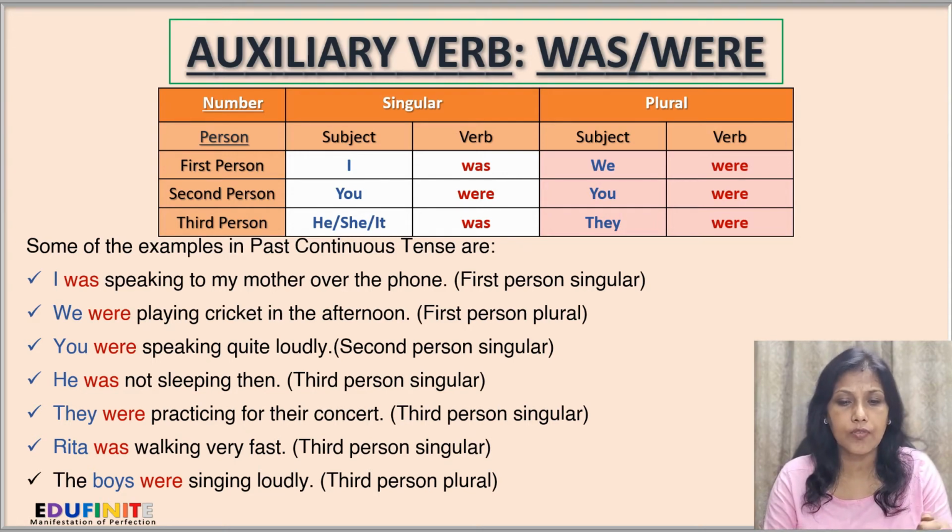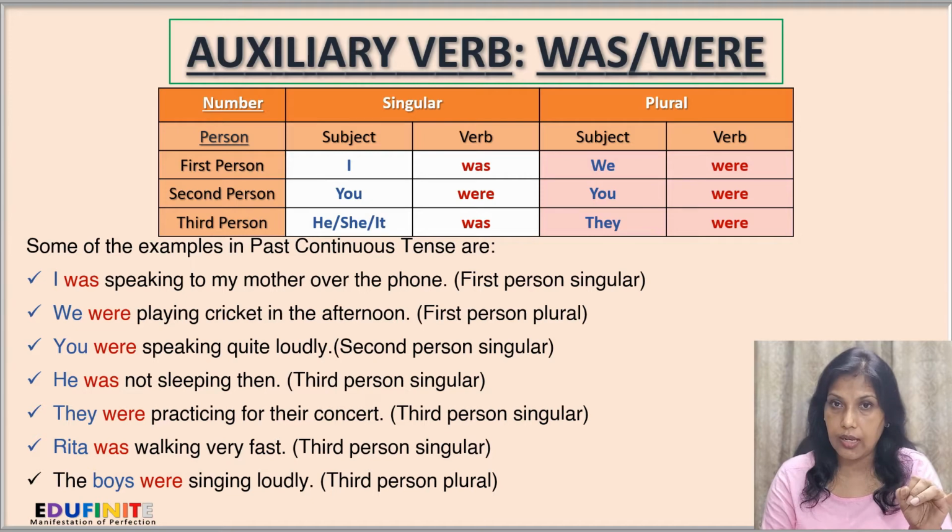So let's look at some of the sentences. I was speaking to my mother over the phone. So here I is first person singular, hence was. We were playing cricket in the afternoon. Here first person plural, hence were. You were speaking quite loudly. Second person singular, so it's were. He was not sleeping then. Third person singular, hence it is was.